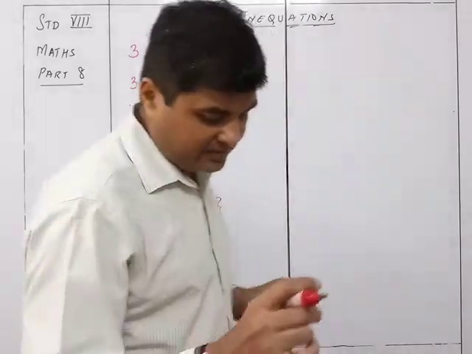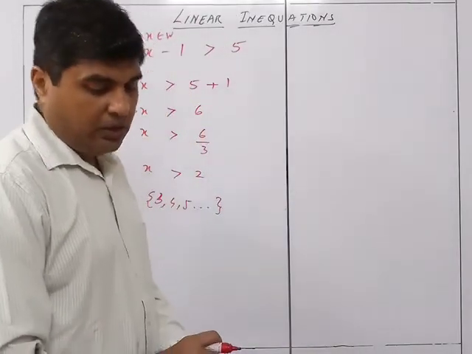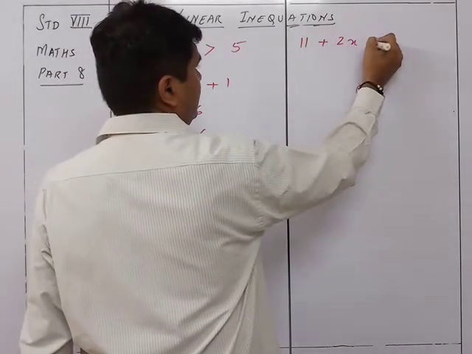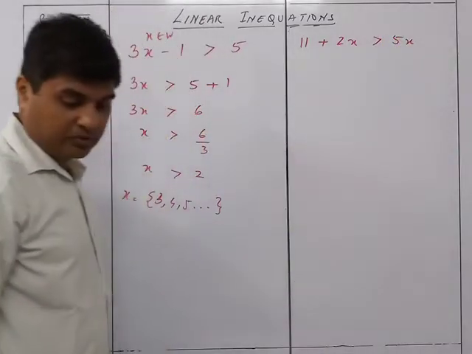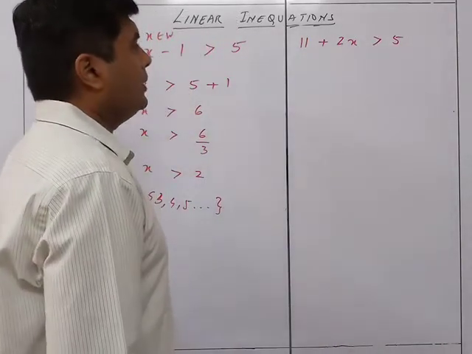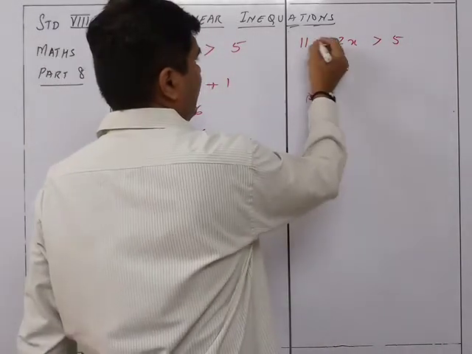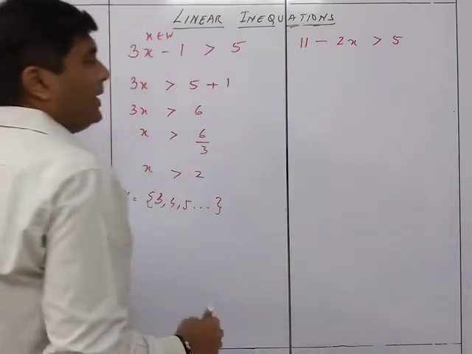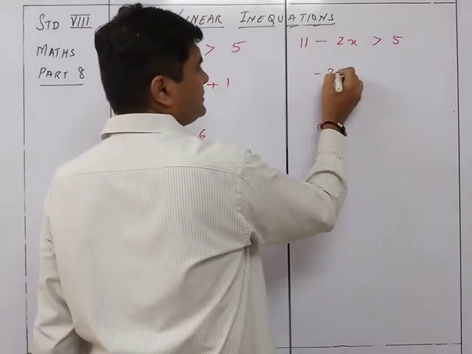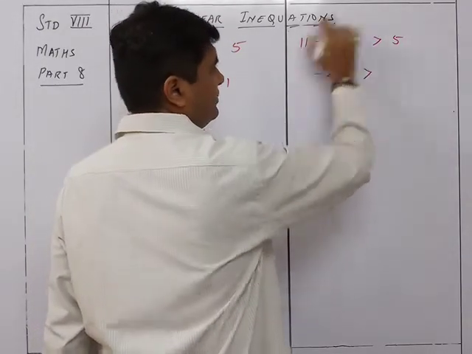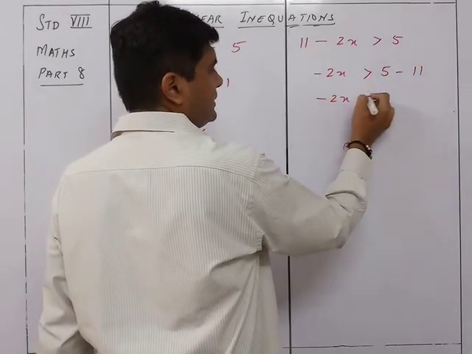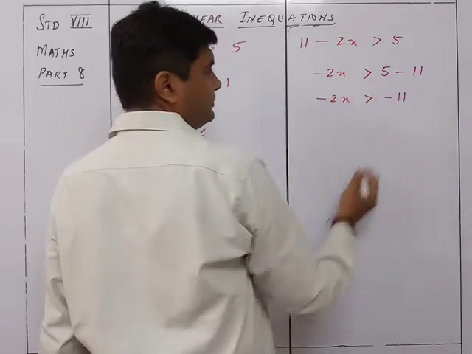So what happens? Suppose I have got one more question over here, 11 plus 2x is greater than 5x. Okay, suppose it is this way. I'll change this as minus 2. Now, the moment you have this way, you are going to keep it as it is. So it is minus 2x. Sign change, this goes here. So 5 is minus 11. So it is minus 2x is greater than minus 11.